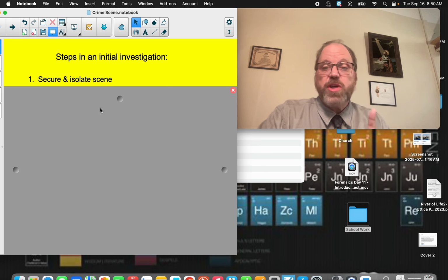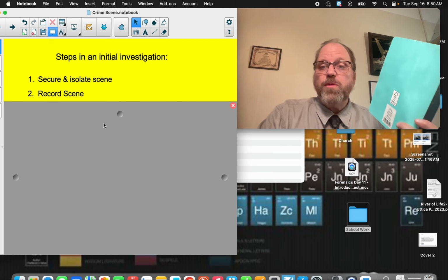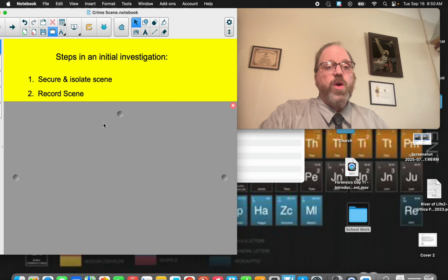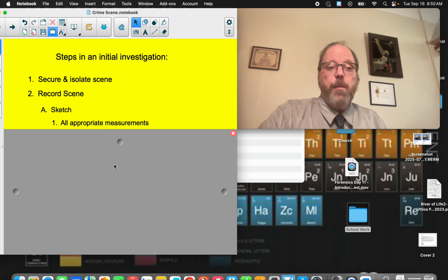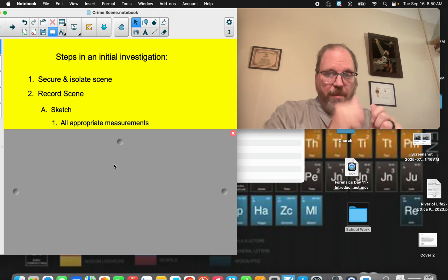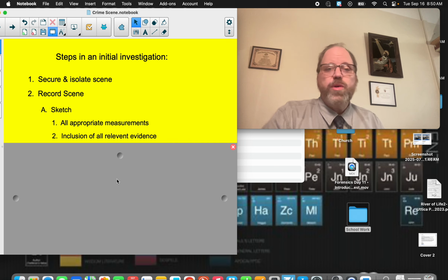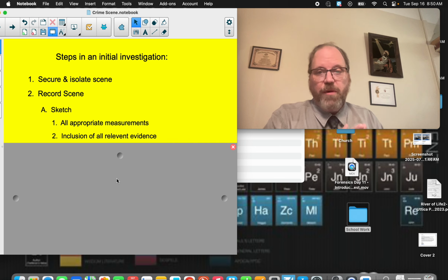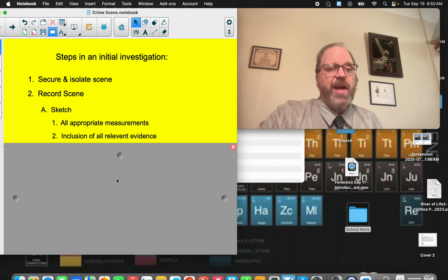Now, once we have it secured, we're going to record the scene. That's when you use your lab notebook again. We're going to sketch the situation out thoroughly, and we want to make sure to take all appropriate measures. So we're going to have tape measures out there. We're going to measure how far this is from that and be able to match it up. Include all relevant evidence. Anything that we find in the scene that we mark and photograph, we're going to include in our sketch so that we can represent it later.